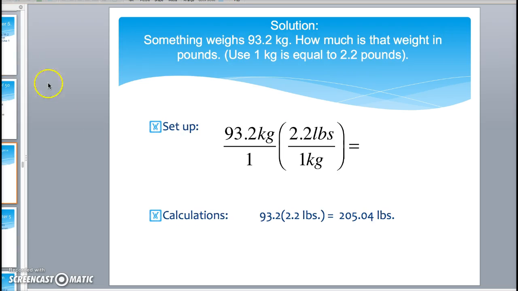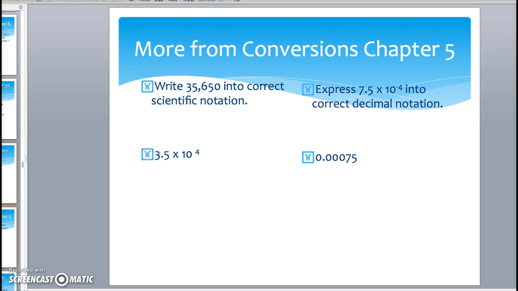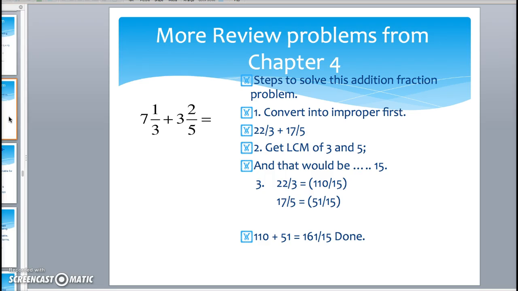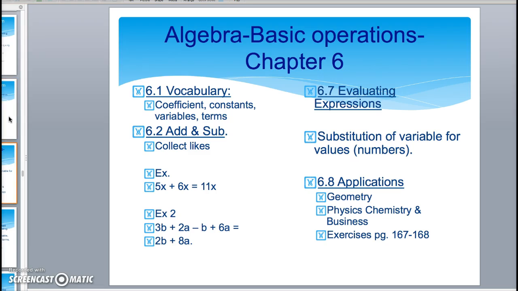So basically, we have this as some review from last week. Let's see what else we have. Conversions of chapter 5. Write 35,650 into the correct scientific notation. That would be written as 3.5 times 10 to the 4th power. And notice we're between the first two significant figures, and it's 4 places to get there. Same thing here, express 7.5. I'm going to do these in class too, probably all over again, but there are some examples from chapter 5. I also have some examples from chapter 4. I'll show you those, and we'll do those in class.